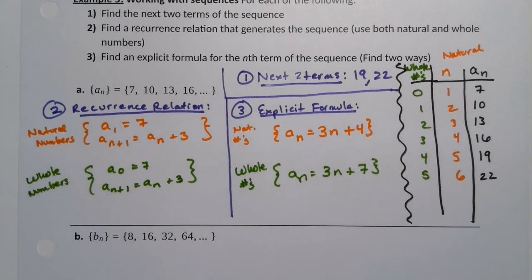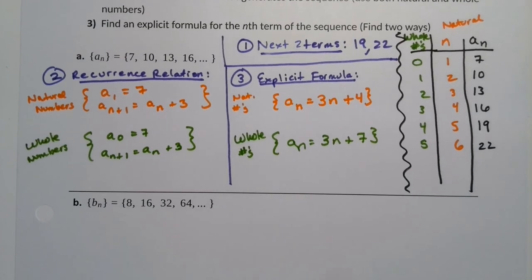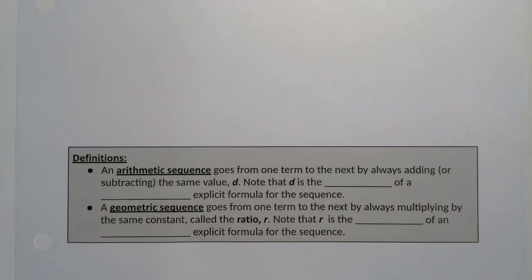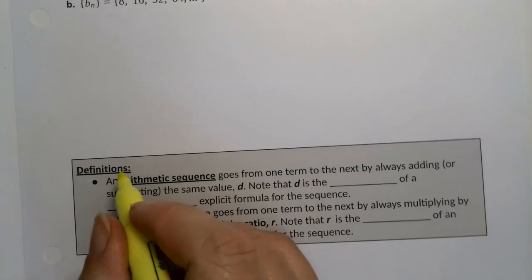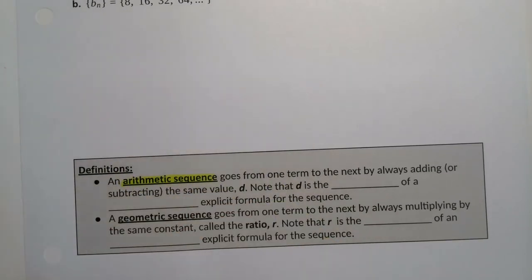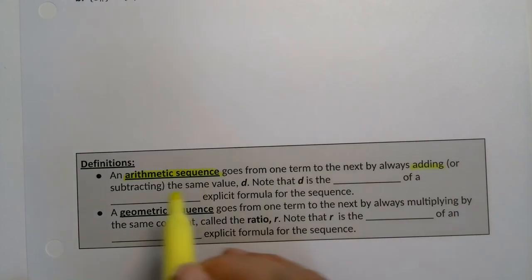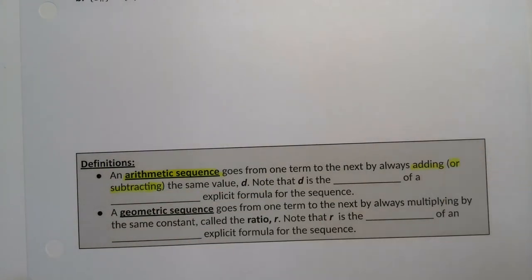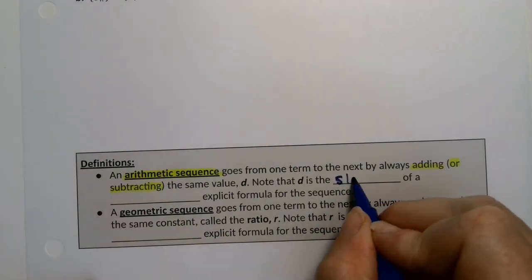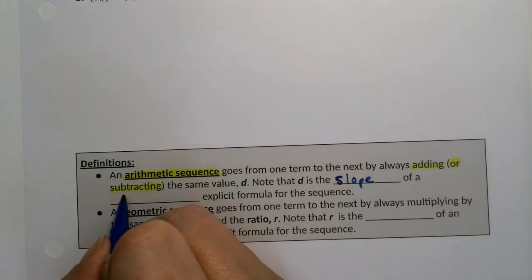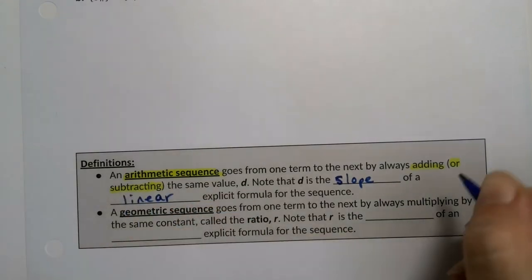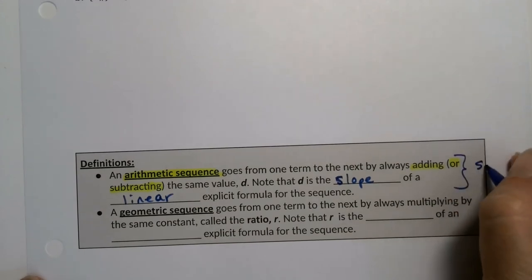That's because this particular sequence has a very special pattern, which I want to talk about right down here. We're going to skip over the example in the middle for just a second. What we're seeing here is an arithmetic sequence. An arithmetic sequence works in very particular ways. It goes from one term to the next by always adding or subtracting, because subtraction is just adding with negatives, right? The same value d. Note that d would be the slope of a linear explicit formula.